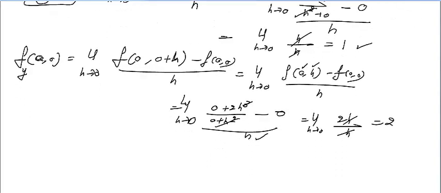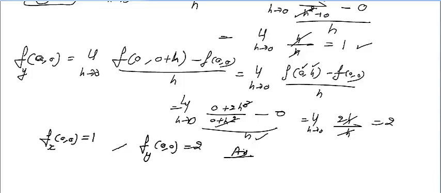So the value of the derivative with respect to x at (0,0) is equal to 1, and the value of the derivative with respect to y at (0,0) is equal to 2. This is the derivative of the function with respect to x and y with the basic definition.